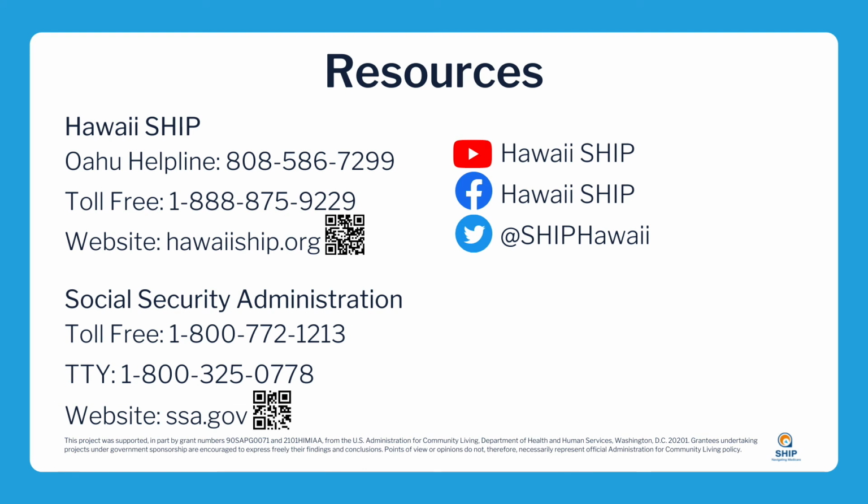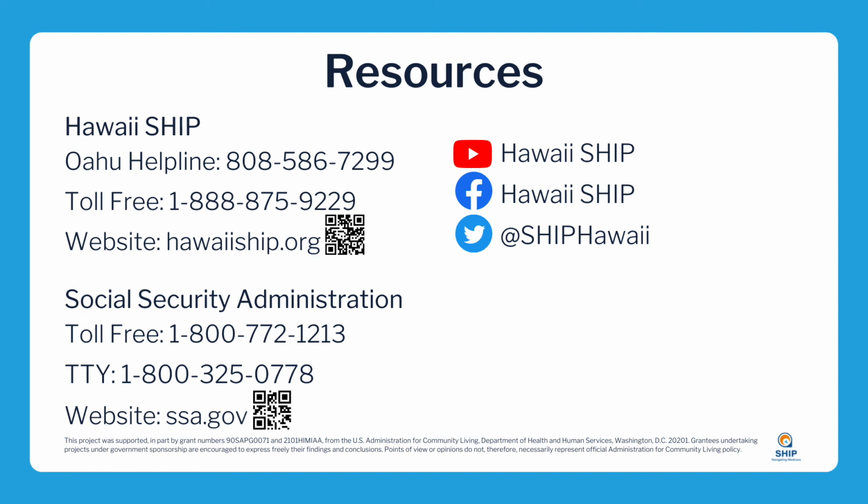Go to the Hawaii State Health Insurance Program website by scanning the QR code with your phone, or go to your internet browser and type hawaiiship.org to learn more about upcoming events and more. If you are interested in becoming a Hawaii Ship volunteer, you may go to the volunteer link provided in the description of this video or call the Hawaii Ship Helpline provided here on our resource slide.